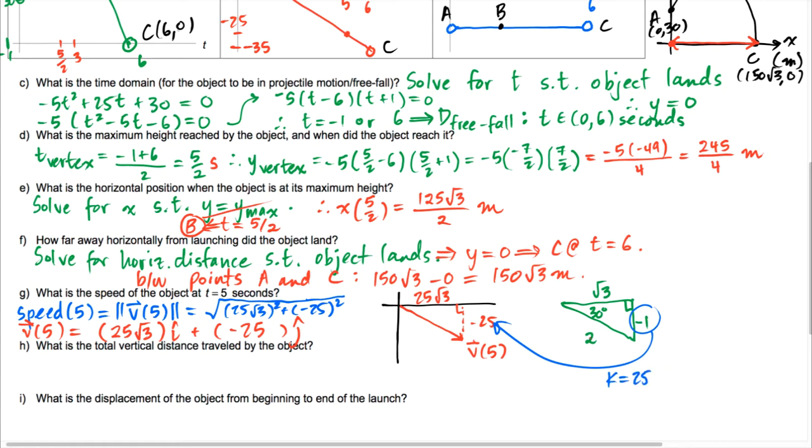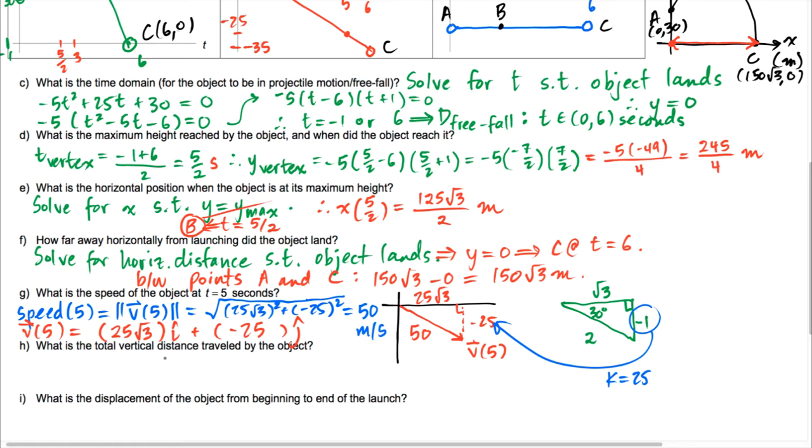What that does for us is allows us to multiply 2 times 25 to get the hypotenuse of this triangle or vector to be 50. And so instead of having to work out all of this calculation, we can get 50 meters per second as the speed at 5 seconds.